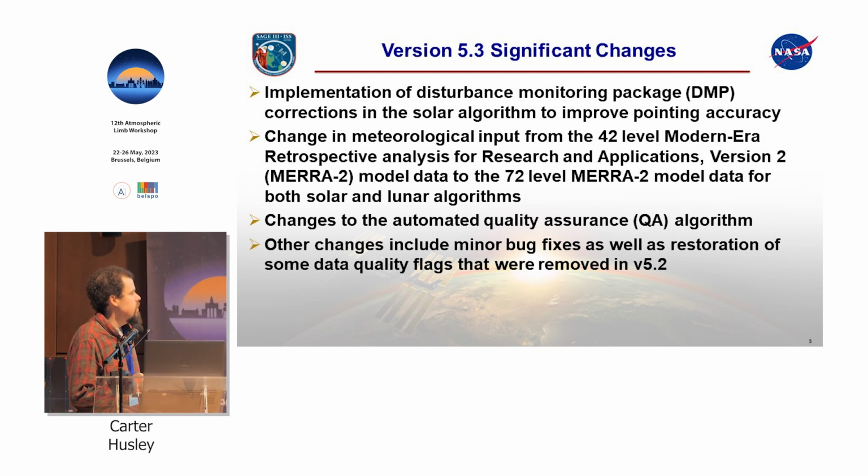In 5.2, we introduced automated QA, and with this version, we have made some adjustments to make that QA process better. And then within the version change, we had some minor bug fixes. Also in 5.2, we turned off and removed several of our data quality flags because they were broken and needed to be fixed. So with 5.3, we fixed several of these flags and re-added them into the version 5.3 data product.